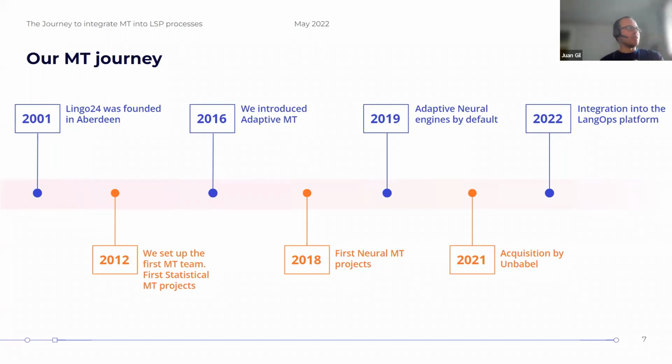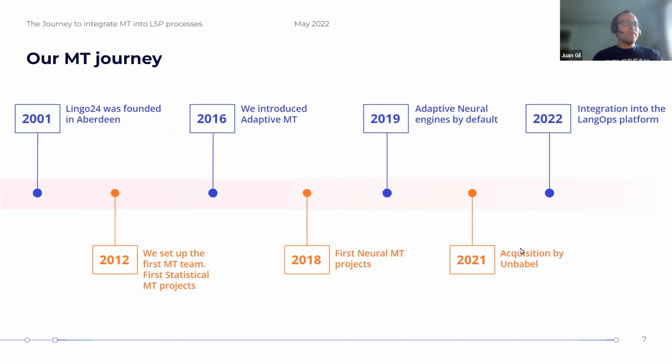On the matter we are interested in, which is our MT journey, and I will go into more detail in the next slides. But in 2012, we set up our first MT team. That was only three very bright people. They were coming from Dublin University, working in the same research group, and they started all this journey of statistical engines in 2012, then introducing adaptive later on, and then moving on to neural in 2018. And now we are part of Unbabel, which is obviously very exciting for us with all the MT capabilities they bring, which is super exciting.